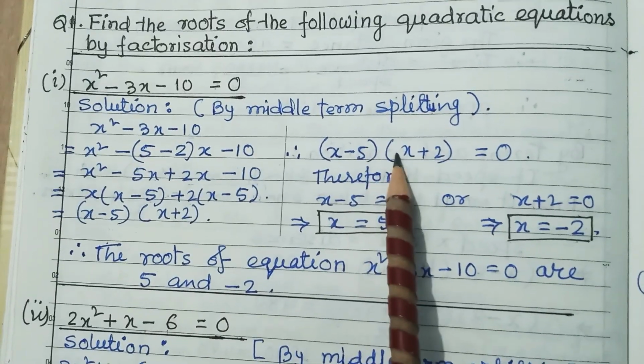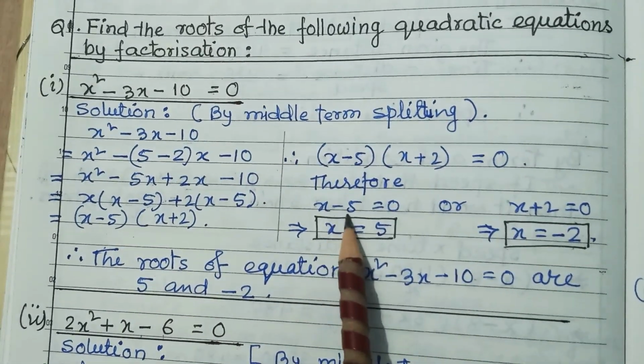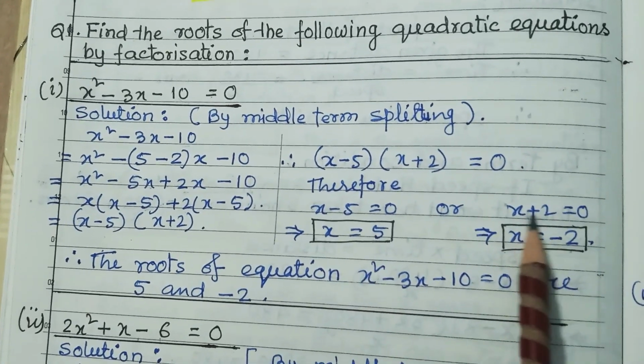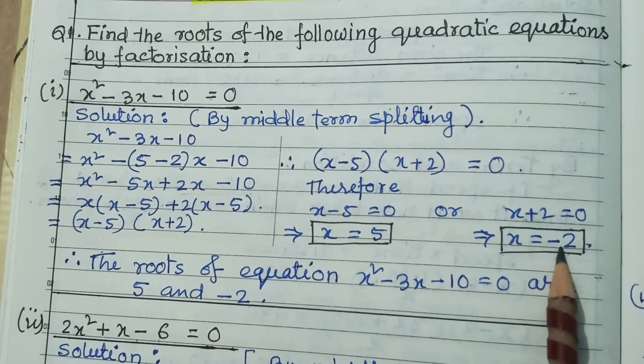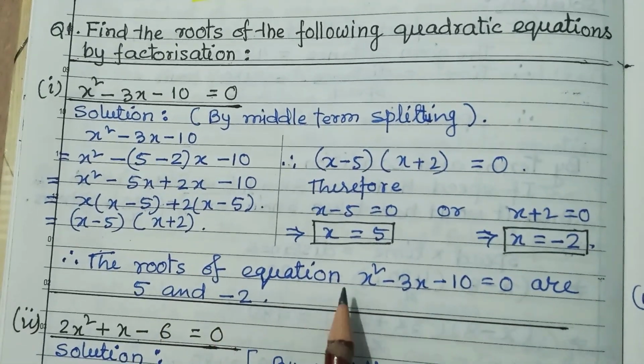Now these two factors are equal to 0. Therefore x minus 5 equals 0, so x is equal to 5. And from the other, x is equal to minus 2. So 5 and minus 2 are the two roots of this equation.